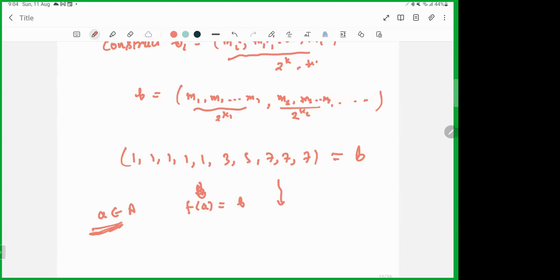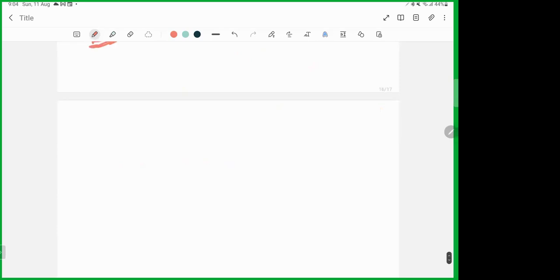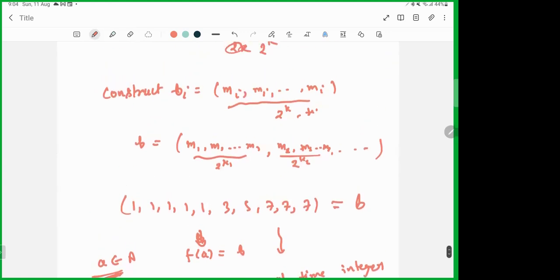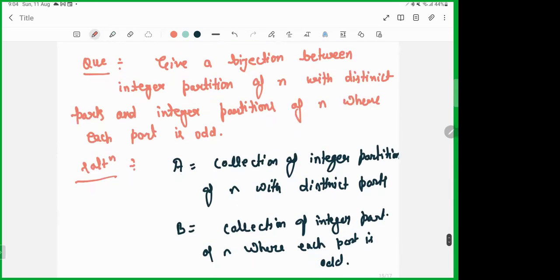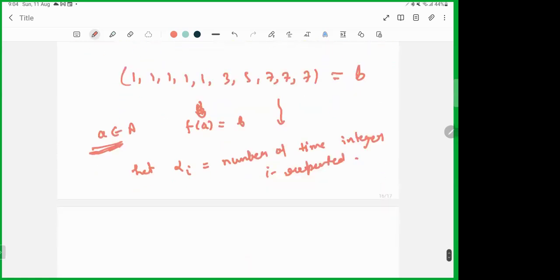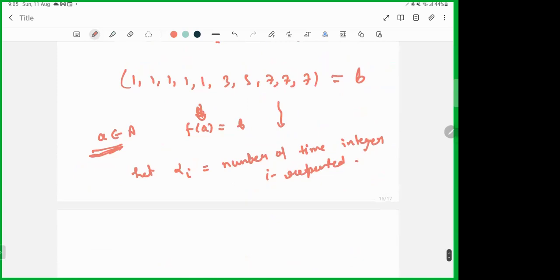Suppose 1 is repeating 5 times. Let alpha i equal the number of times the integer i is repeated. One question: in the set B, the elements are also partitions. Yes. Can you scroll down to the example? Okay, all right. Yes, the number of times integer i is repeated.